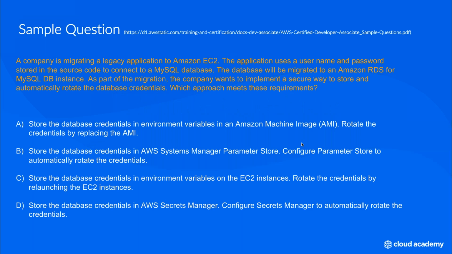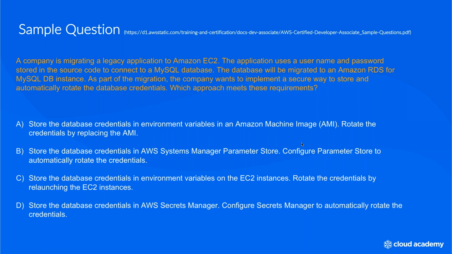So the first question: a company is migrating a legacy application to Amazon EC2. The application uses a username and password stored in the source code to connect to a MySQL database. The database will be migrated to an Amazon RDS for MySQL DB instance. And as a part of the migration, the company wants to implement a secure way to store and automatically rotate the database credentials. Which approach meets these requirements?